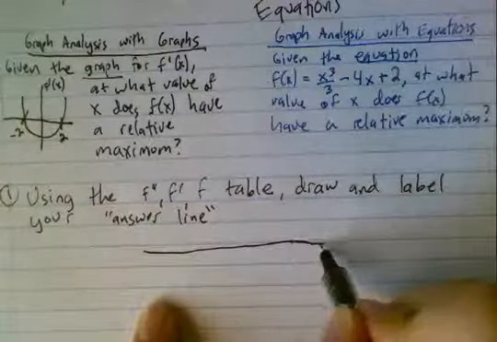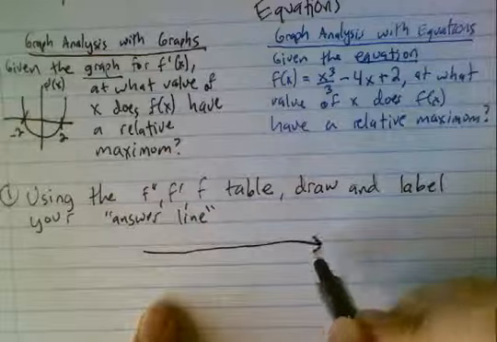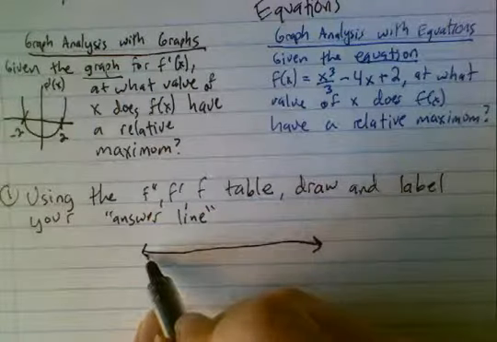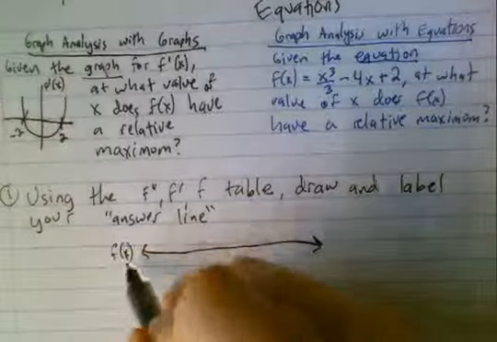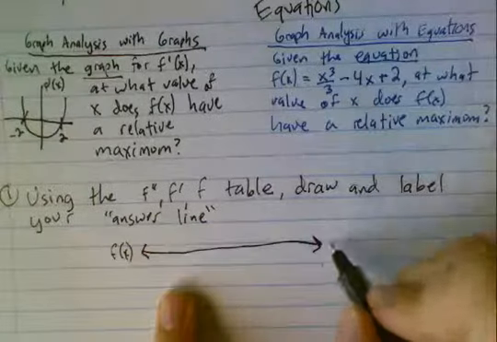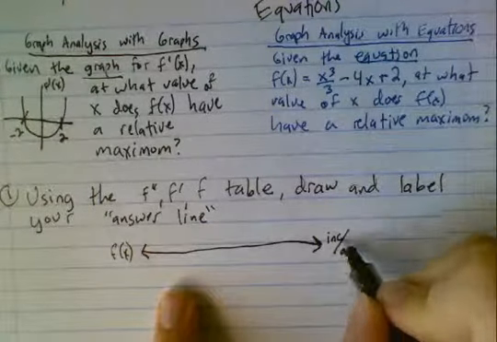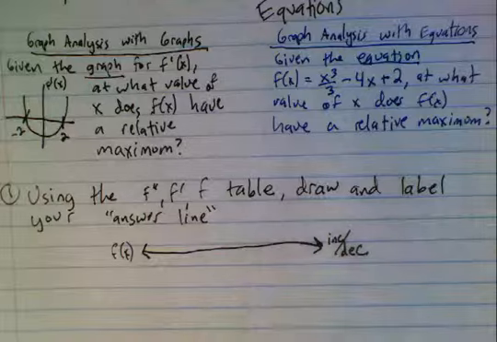So we want to know where f of x has a relative maximum, so that's increasing, decreasing, and that's it.